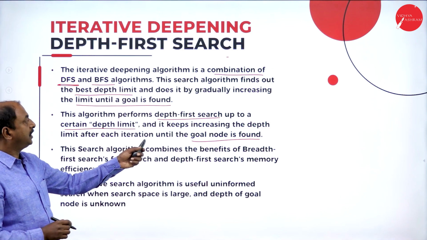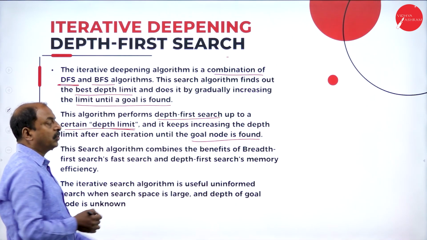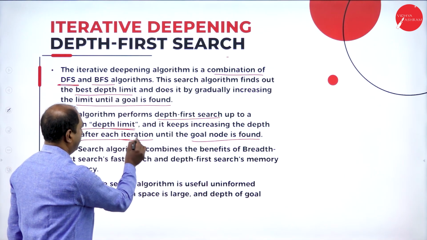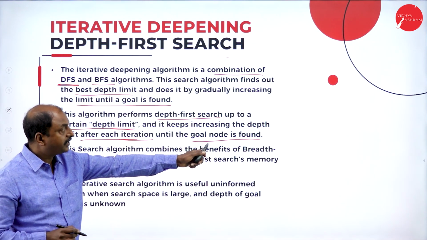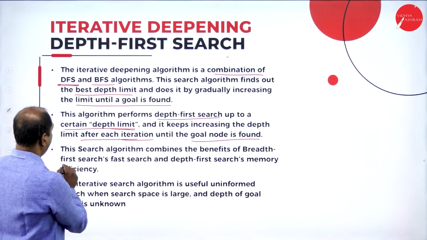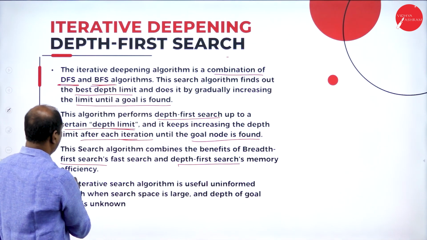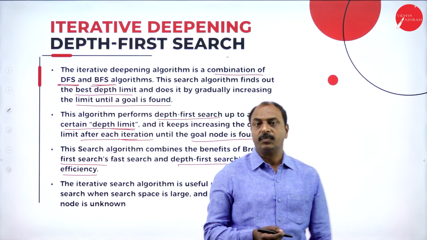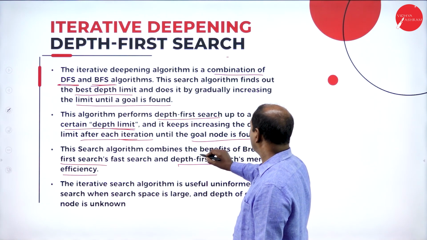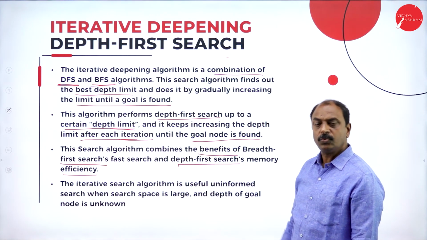So it first performs DFS up to a certain limit, then if the goal node is not found, it increases the limit. Next, this algorithm combines the benefits of breadth first search and depth first search. So it considers the best benefits of DFS and the benefits of BFS, and based on that it works.